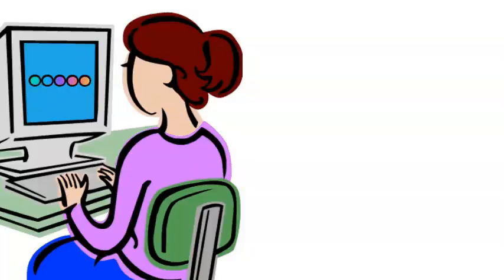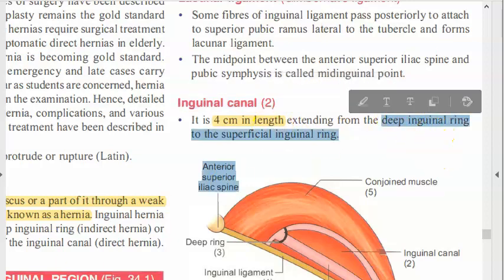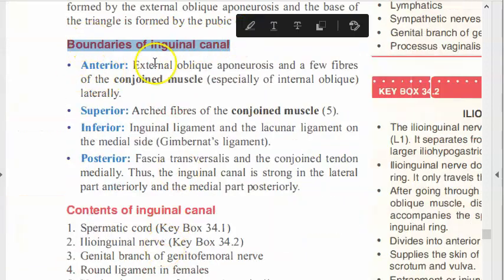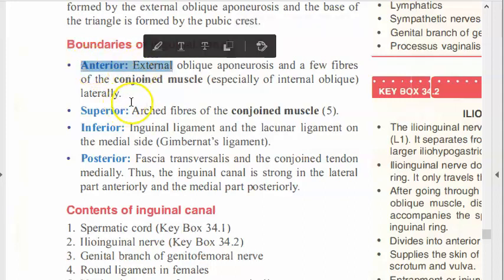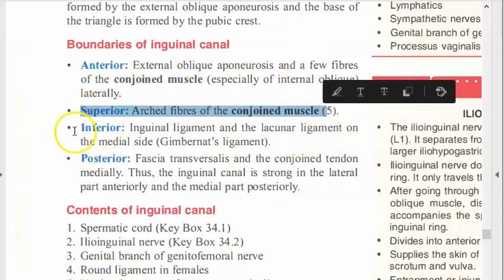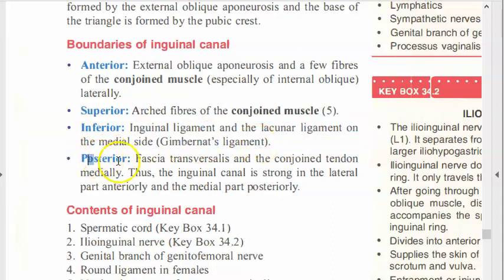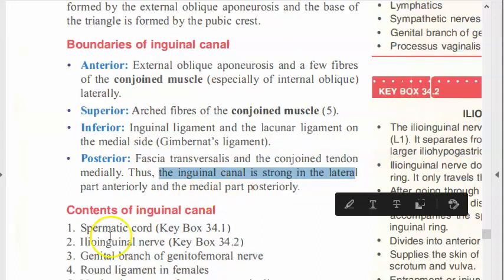About this anatomy, see what the textbook says, guys. It says that the inguinal canal is around 4 cm in length from the deep ring to the superficial ring. Here they're talking about the boundaries of the inguinal canal. Anteriorly, you have the external oblique aponeurosis. Superiorly, you have the conjoint muscle. Inferiorly, you have the inguinal ligament, lacunar ligament on the medial side. Posteriorly, you have the fascia transversalis, which is giving you the deep ring, isn't it? The conjoint tendon medially, okay?